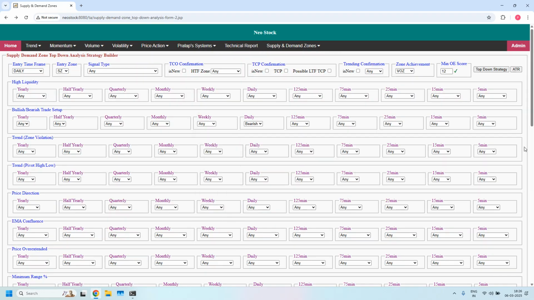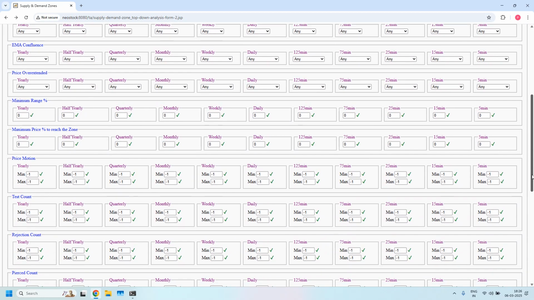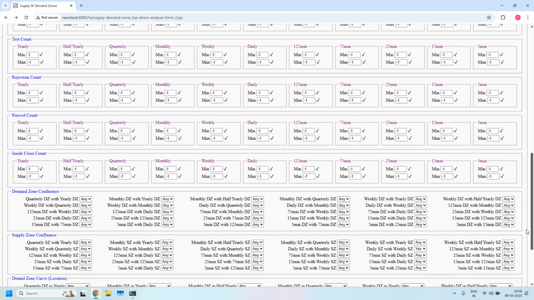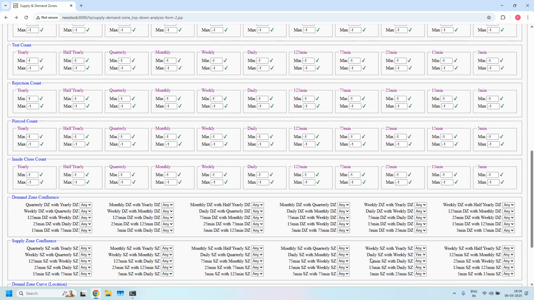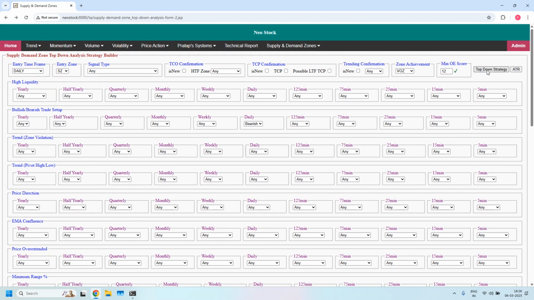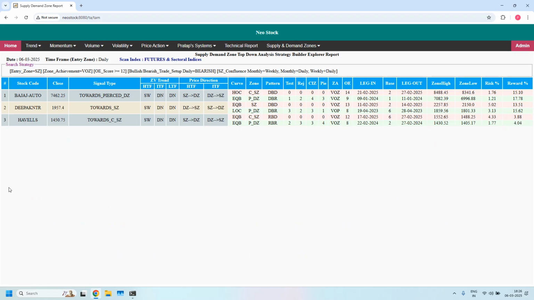Removing EMA filter. In the supply zone confluence, 3 filters we have to set. First filter is already enabled. Daily with weekly. Next, daily supply zone with monthly supply zone confluence, and weekly supply zone with monthly supply zone confluence. With all the 3 filters, we got 3 stocks.